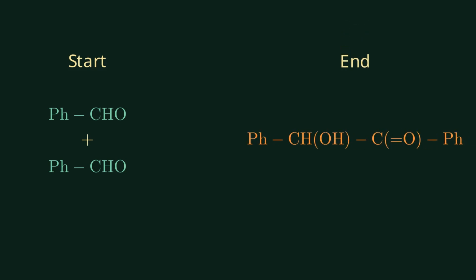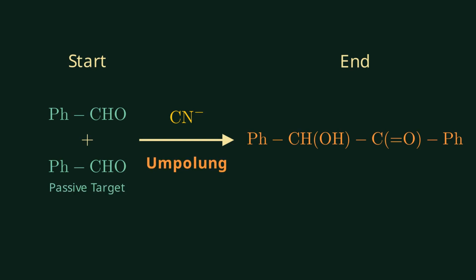So, the next time you see a complex molecular coupling, remember the benzoin condensation. It's a masterclass in how a single catalyst can temporarily flip the fundamental nature of a molecule, turning a passive target into an active hunter, all to build something more complex than what we started with.